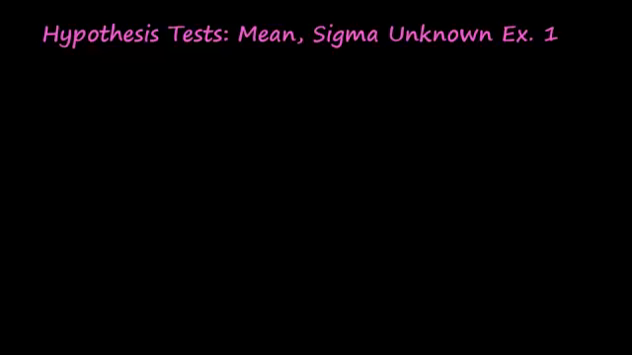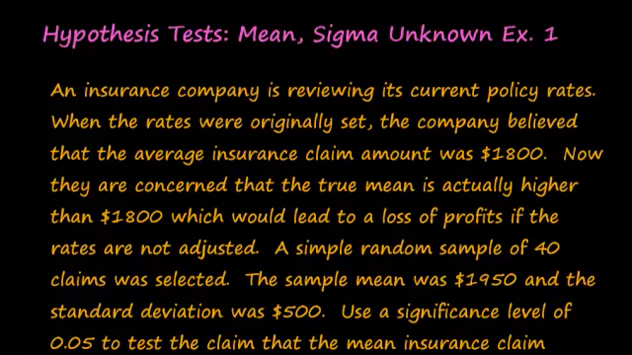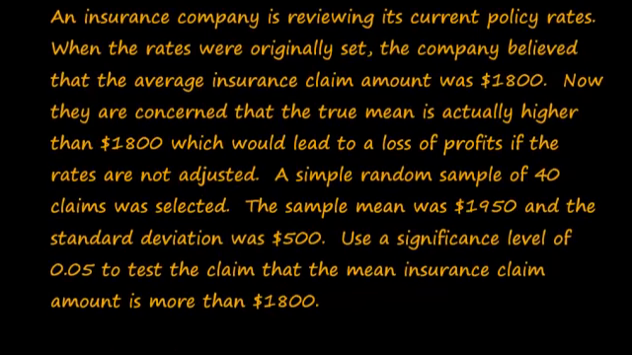In this example, we'll test a claim about the population mean when the population standard deviation is unknown. An insurance company is reviewing its current policy rates. When the rates were originally set, the company believed that the average insurance claim amount was $1,800. Now they're concerned that the true mean is actually higher than $1,800, which would lead to a loss of profits if the rates are not adjusted.